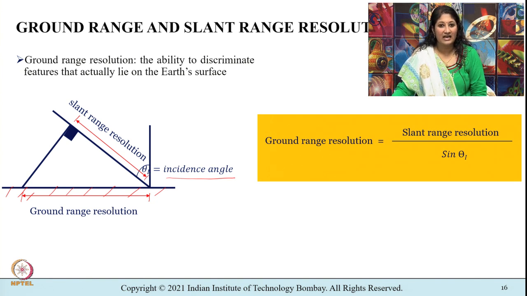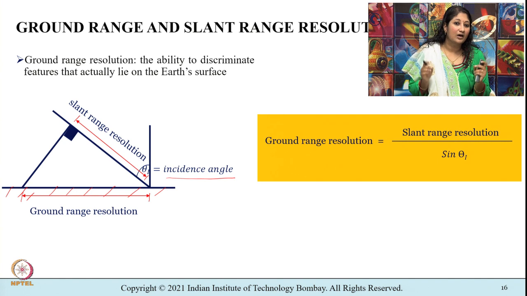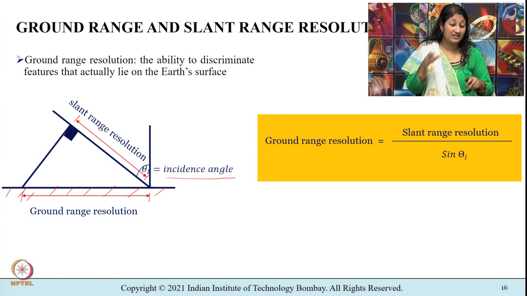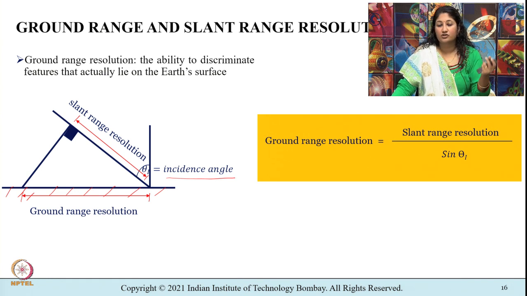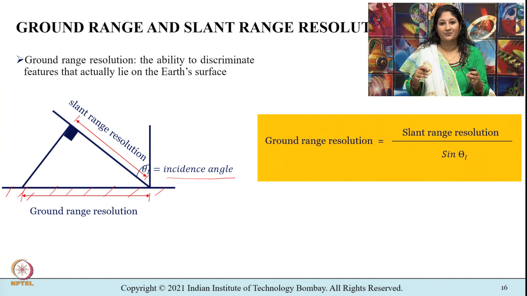Now, ground range resolution is the ability to discriminate between earth surface features. If we have knowledge about the local incidence angle, that is theta I, we can estimate the ground range resolution. Remember, with the radar sending pulses sideways, the resolution gets better and better as one moves farther away from the nadir. In the same manner, say you consider two platforms, one is a satellite, one is an aircraft. We know at what altitude an aircraft operates and at what altitude a satellite operates. Aircraft operate in the troposphere and satellites in the exosphere.